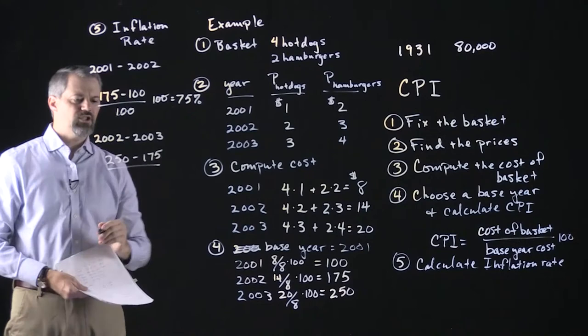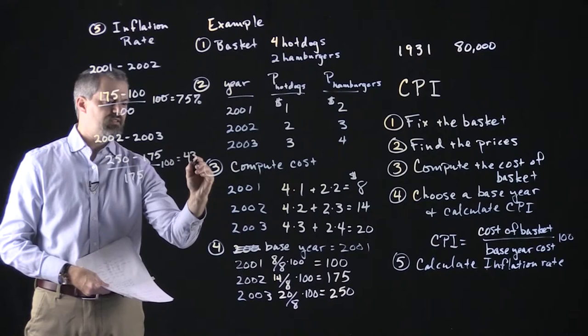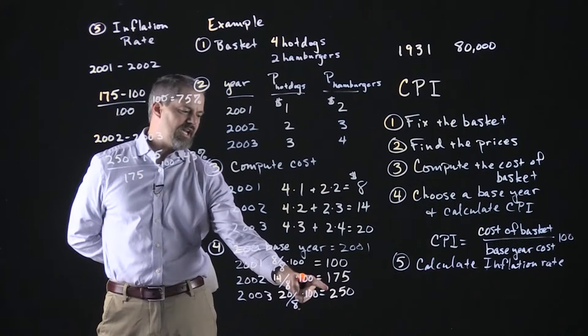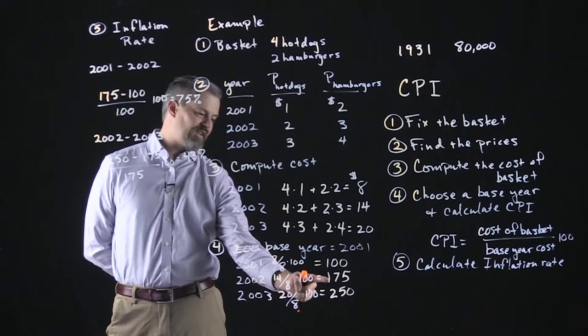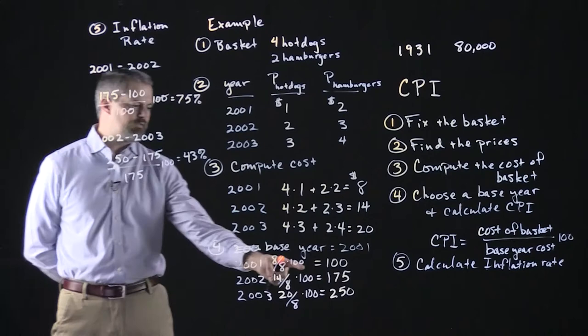We divide by where it started, which is 175, and we multiply by 100. That gives us 43% inflation from 2002 to 2003. So it would be nice if we could always just look at how much this changed by. From 2002 to 2003, this goes up by 75, but that's only 43% inflation. So what I always tell my students is that if you're not sure when to use the trick of just looking at how much this changed by, if you're not sure, just always do this.